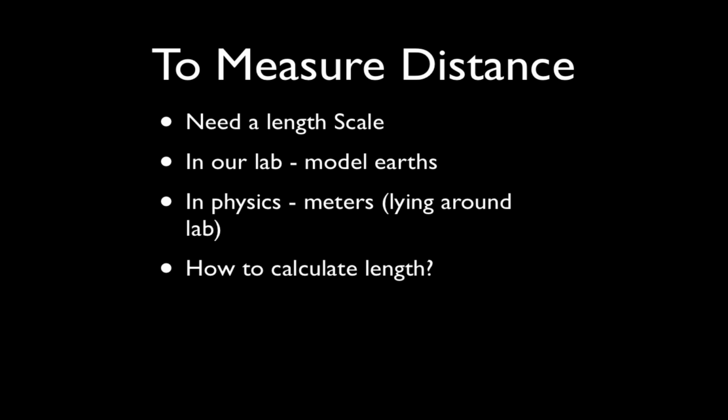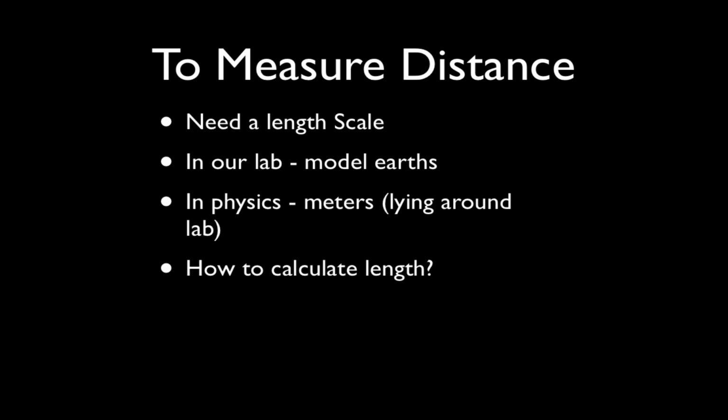So here's the thing. In general, to measure distance, this is the general conclusion from this lab. We need what's called a length scale. In our lab, that little cutout model Earth was our length scale. It was the length that we used to decide everything. We said, well, we're 30 Earths away, we're 60 Earths away. That's what we used. In physics, the length scale we're going to use is a meter. And you find these meter sticks lying around the lab all over the place. Basically, that's the unit that we use.